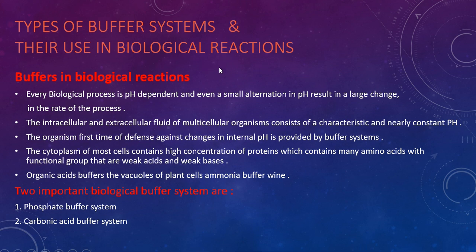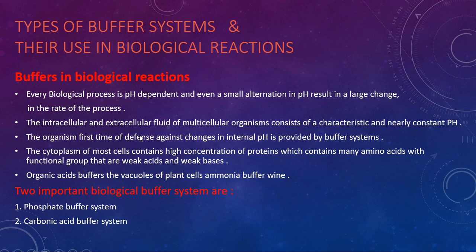Then moving to the types of buffer systems and their use in biological reactions, I told you that these buffer systems have a very important role in nature, that is in the protection of living organisms as well as in the laboratories, isn't it? So let's see a few of the biological reactions or the importance of these buffers. Every biological process is pH dependent. So that means a little change of pH in our body may change the whole rate of reaction and its process. Okay, and those are all things we'll discuss in the importance.